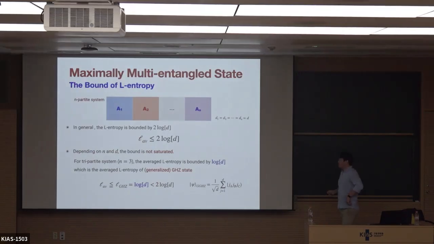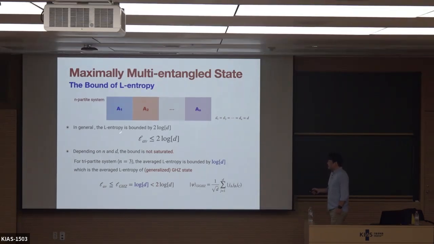Now this measure has some inequality. Also, there is a bound of this L entropy. If each subsystem dimension is D, for simplicity, then the bound of this average entropy is 2 log D. So depending on the number of subsystems and the dimension, this inequality can be saturated or cannot be saturated.